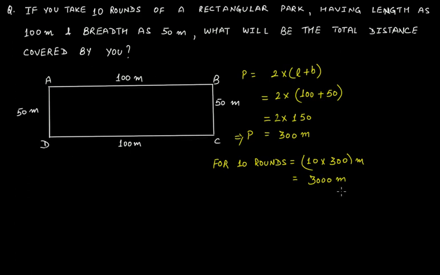This 3000 meter can be converted even into kilometers. So the distance covered will be 3 kilometers. So for 1 round, this will tell you the perimeter. We have a formula. The perimeter comes to 300 meter. It tells you that this is the distance covered while taking 1 round. So for 10 rounds, this is 3000 meter or 3 kilometer.